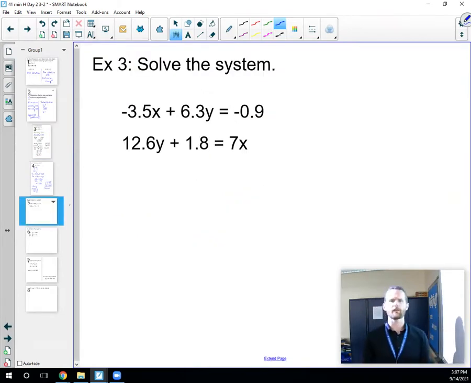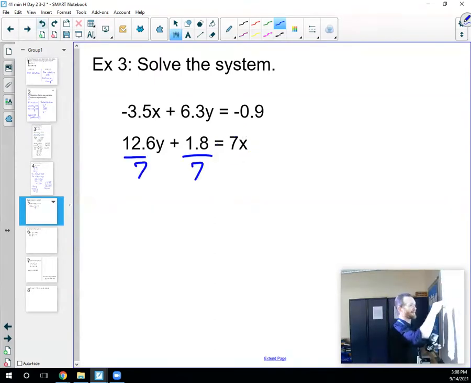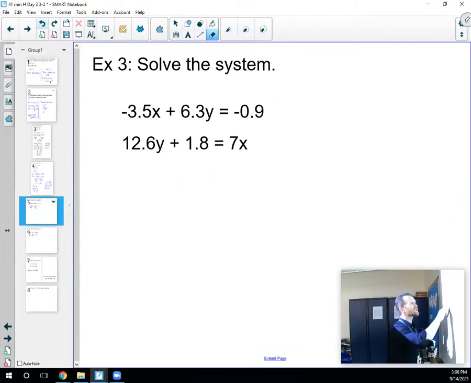So it's negative 3.5x plus 6.3y equals negative 0.9, and 12.6y plus 1.8 equals 7x. So I'm just trying to think substitution or elimination. I'm thinking elimination here. If we wanted to get this x by itself, we could divide by 7, but I really don't feel like dividing a 1.8 and a 12.6 by 7. I don't feel like dealing with that. So let's just go for elimination.